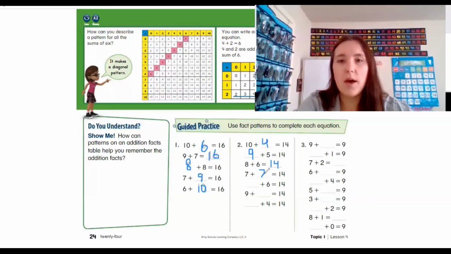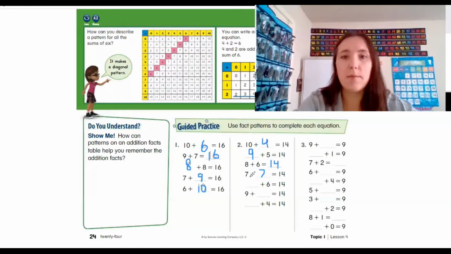Okay, my addend went back down by 1, so that means this one over here has to go up. Remember, if one addend goes down by 1, the other one has to go up. So that way the sum stays the same. This addend went up, so this addend must go down. So 1 less than 6 is 5.